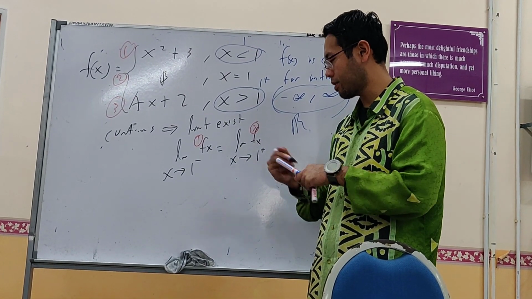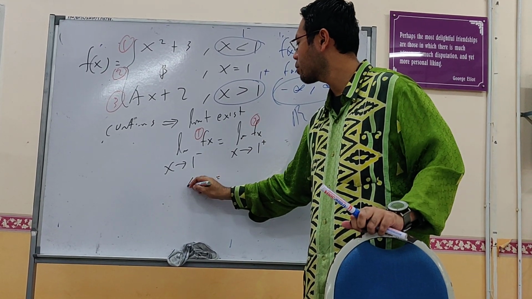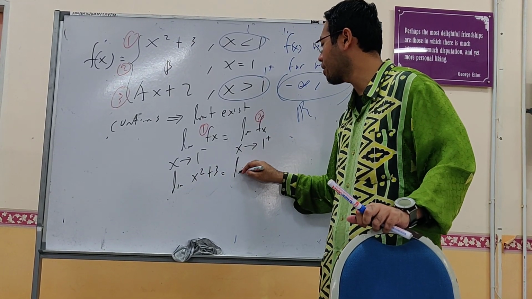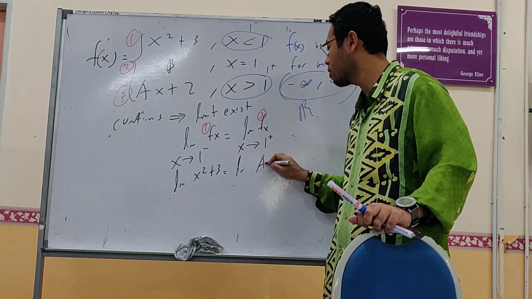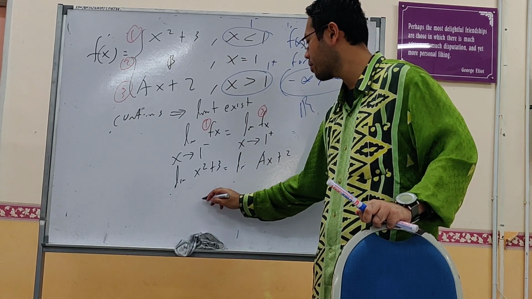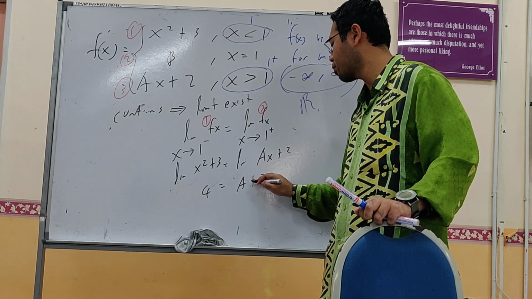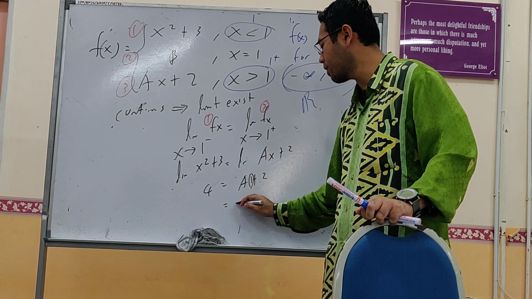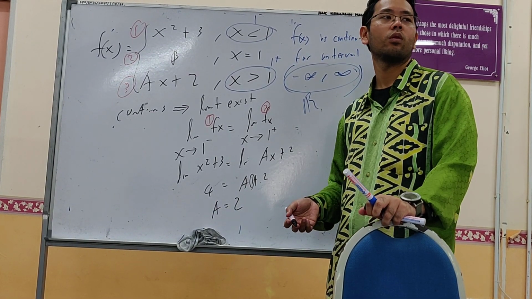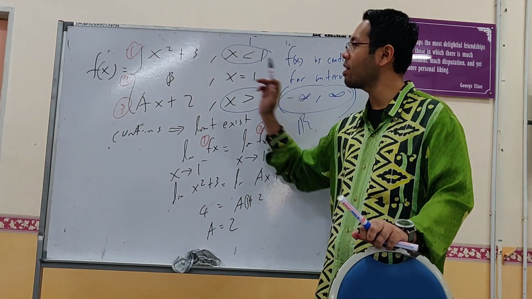So if we substitute inside, x squared plus 3, I run out a bit of space, so not much I can do. Substitute 1, we get 4 equals 1 times a plus 2. You can solve that, so a is 2. So far so good?